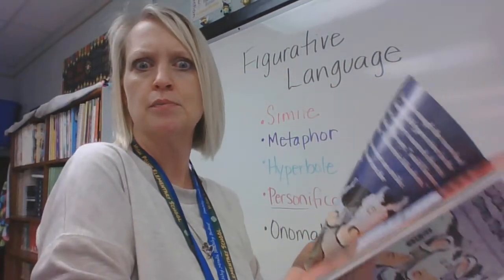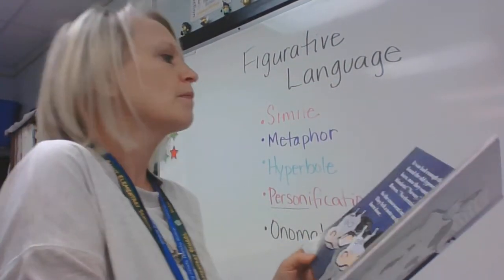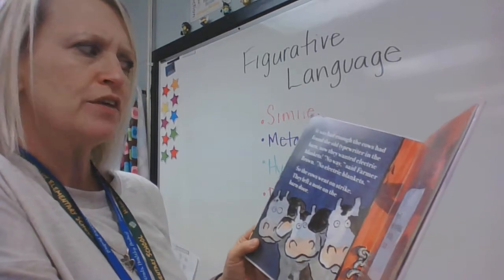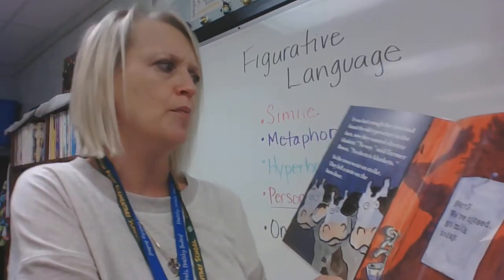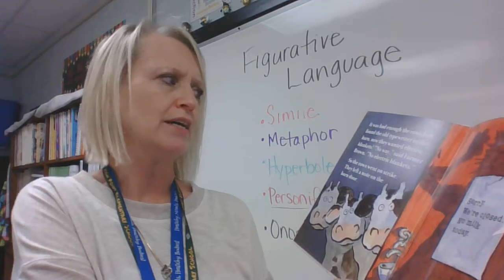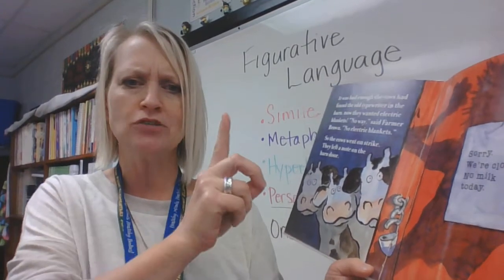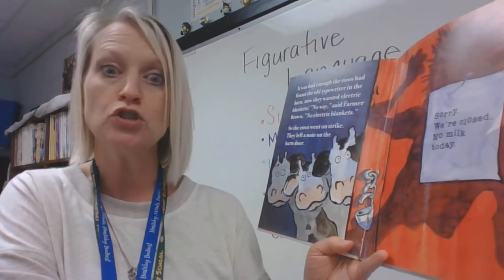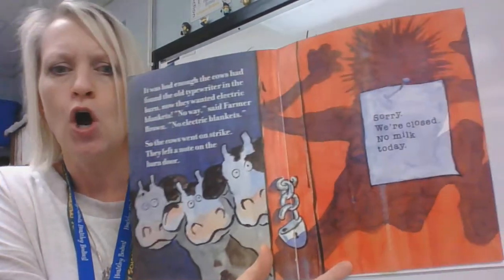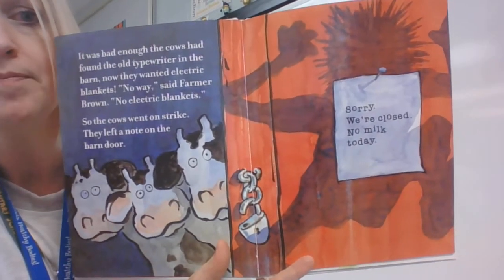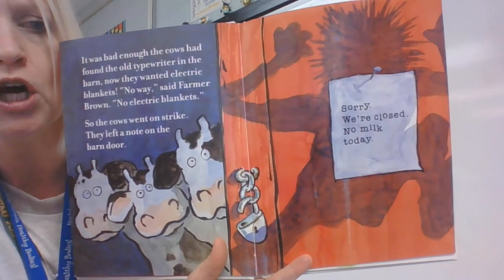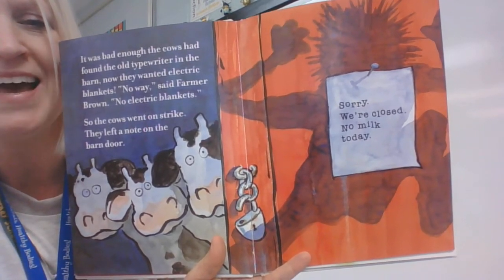A protest by the bovines. It was bad enough the cows had found the old typewriter in the barn. Now they wanted an electric blanket? No way, said Farmer Brown. No electric blankets. So the cows went on strike. They left a note on the barn door. Sorry, we're closed. No milk today.